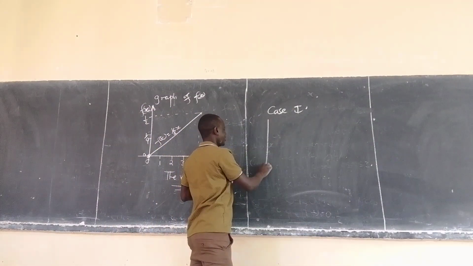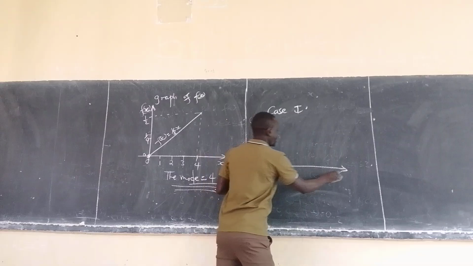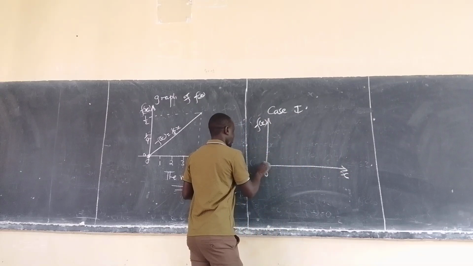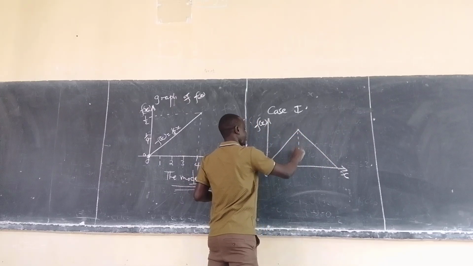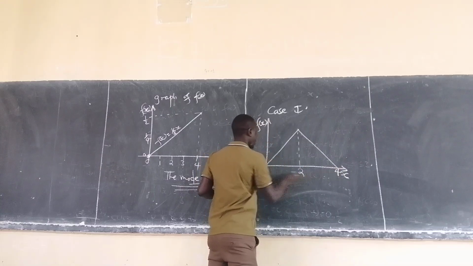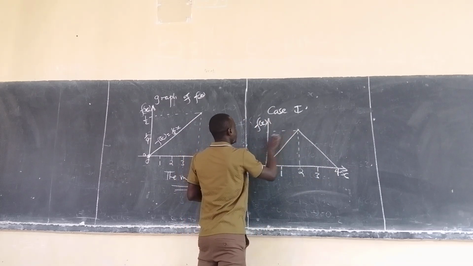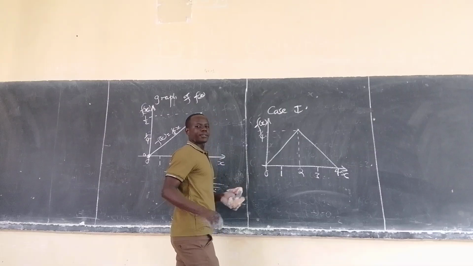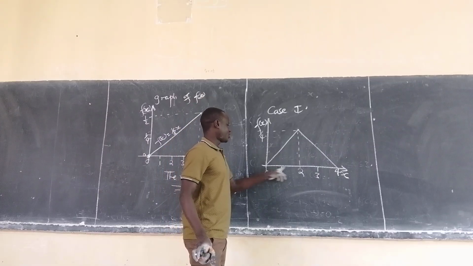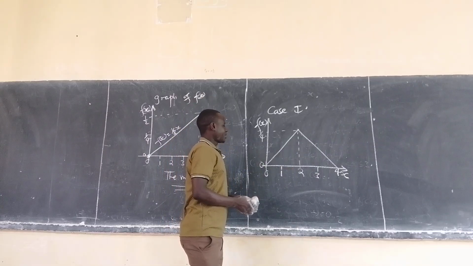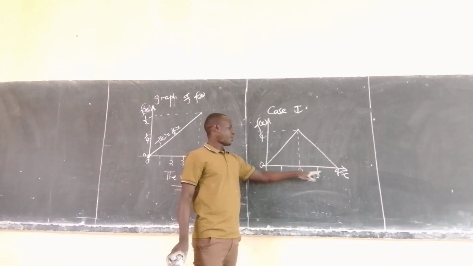In case 1, if this is my graph of f of x, and this is x, it might run like this. This might be 0, 1, 2, then 3 and 4. This may be a quarter. Now this is a compound PDF because it has two intervals. There is one interval from 0 up to 2. There is another interval from 2 up to 4.